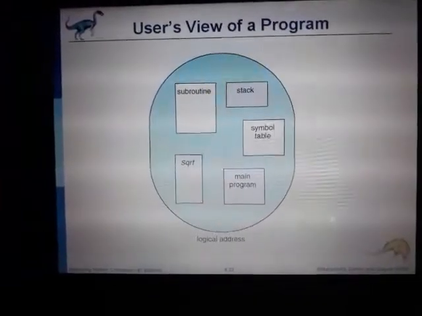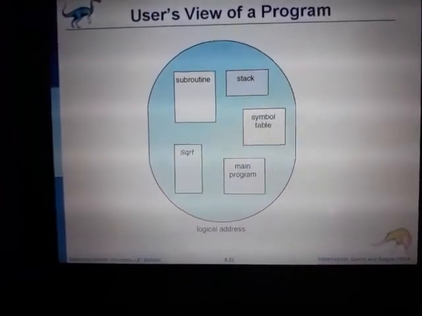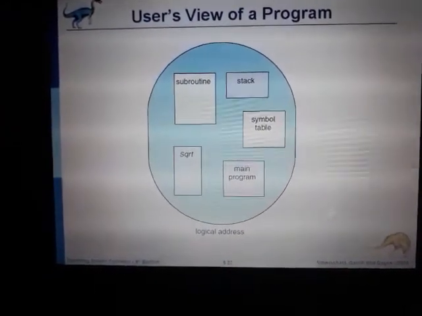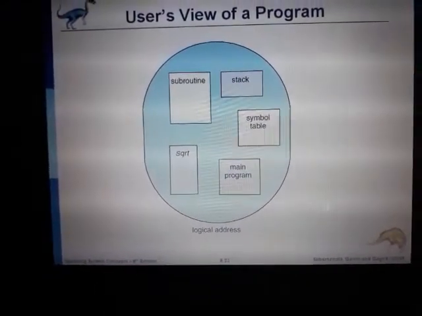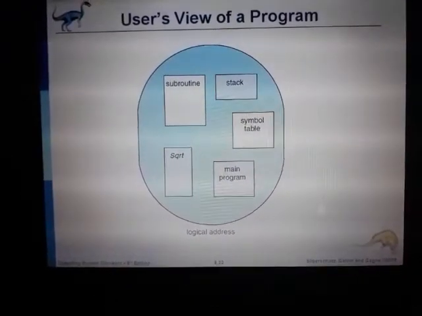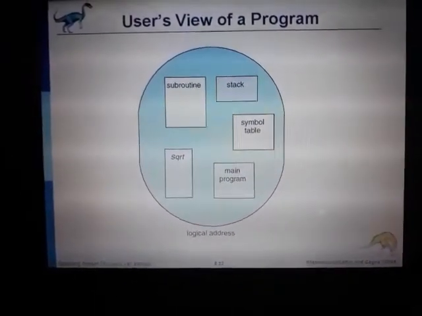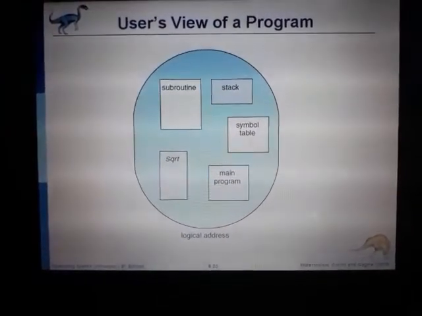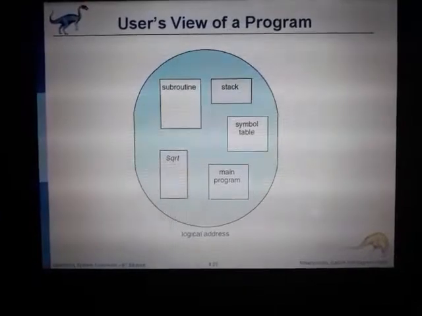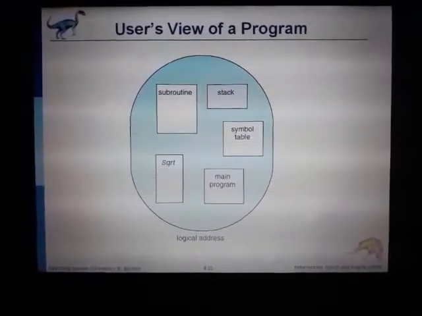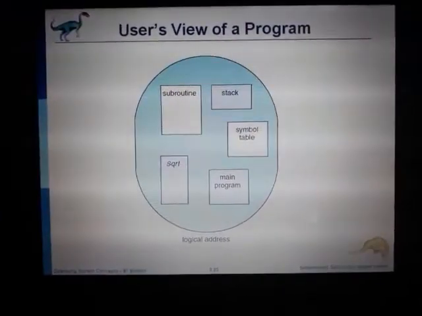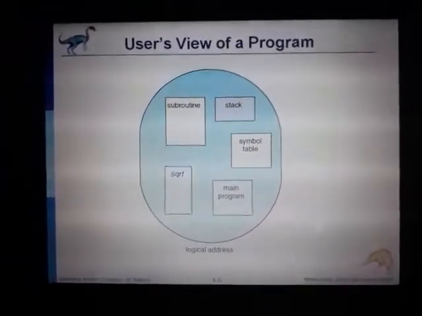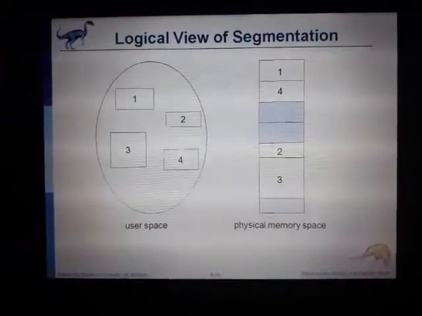Now the user view of a program. Here the logical address space of a program is divided into various sub logical units. It could be a subroutine, a stack, a symbol table, a main program, or a square root function. So this is the user view of a program, that is, the user's point of view of how a program appears in terms of a logical address.